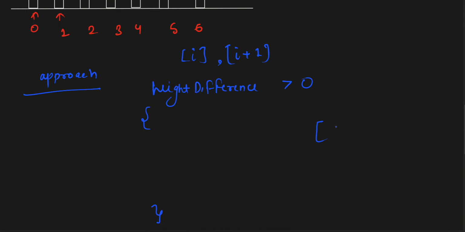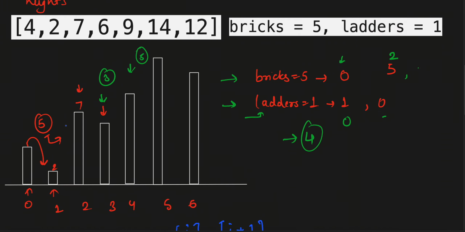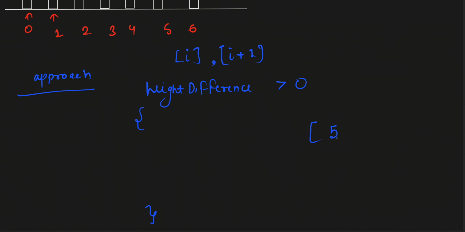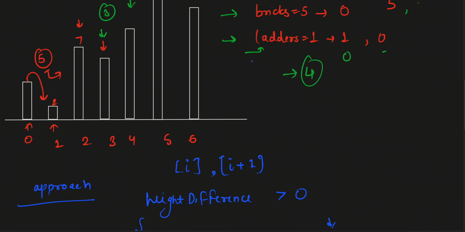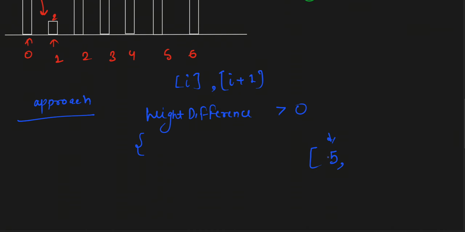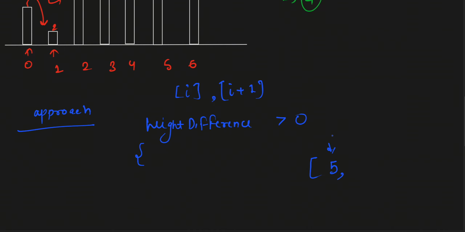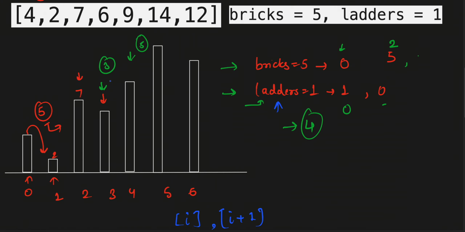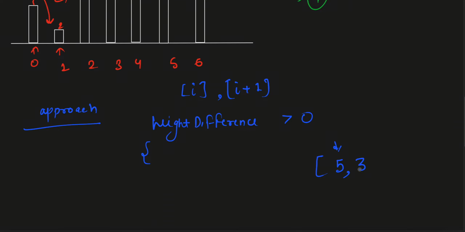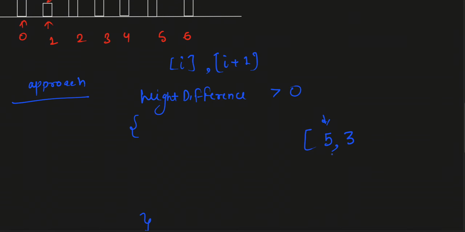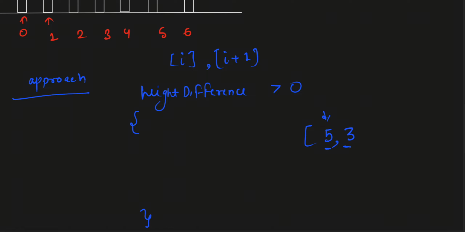Okay, like in this particular example 2 to 7 the height difference became 5. Now do I need to use ladder here or bricks? How can I decide? By getting the number of the ladders. If my ladder is 1, I can use 1 ladder only, and the next jump is from 6 to 9 where the height difference is 3. So what do you think, for which particular obstacle will I be using ladder and for which particular jump will I be using bricks?